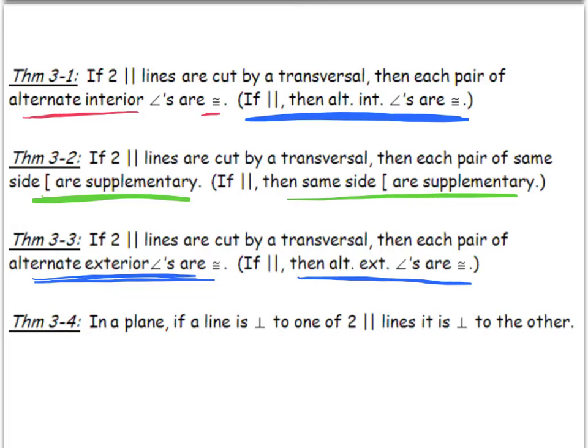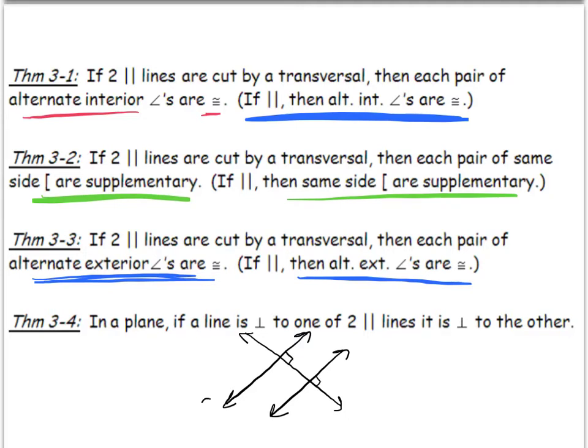The last theorem on this page says in a plane, if a line is perpendicular to one of two parallel lines, then it has to be perpendicular to the other. So let's go ahead and draw two parallel lines. Here's line 1, here's line 2. If those two lines are parallel, and I've got a line that is perpendicular to one of those two lines, then that line also has to be perpendicular to the other one.